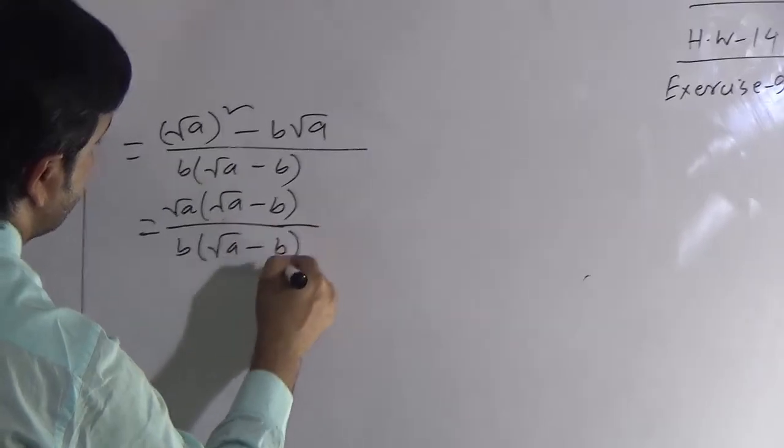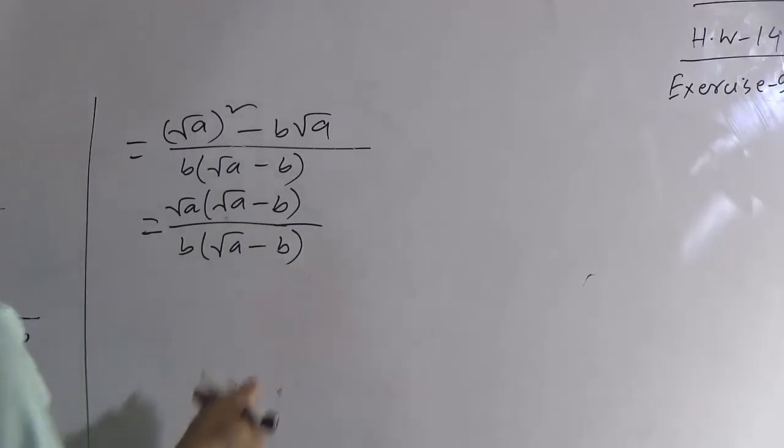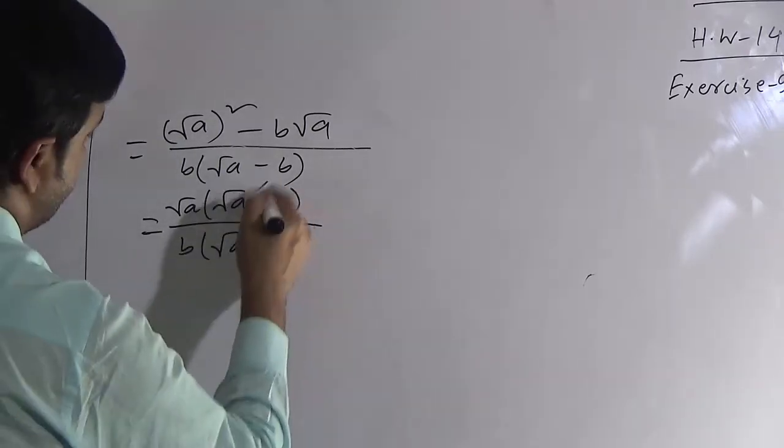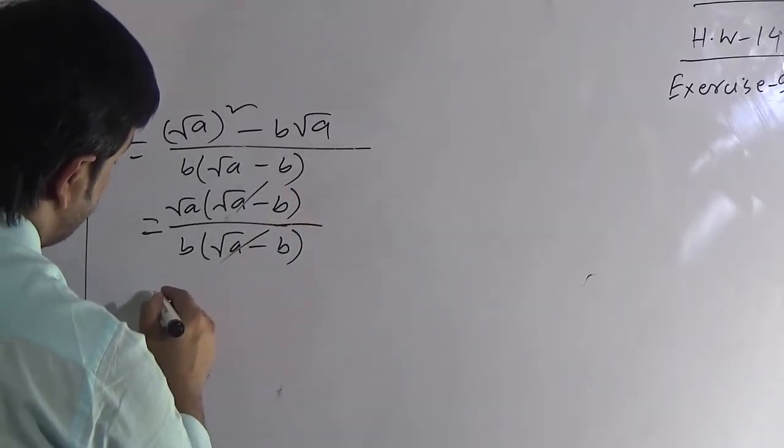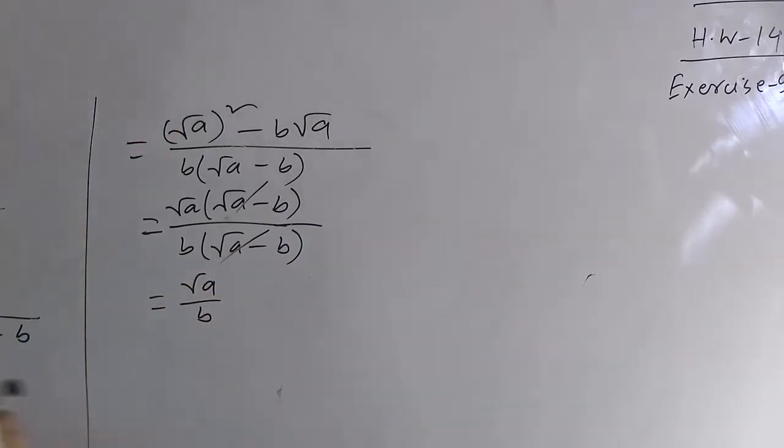a minus b. Now if you notice, square root a minus b and square root a minus b both matched in the numerator and denominator, so we can cut. We can write here that is equal to square root a by b. This is our answer for question 2 of 5.